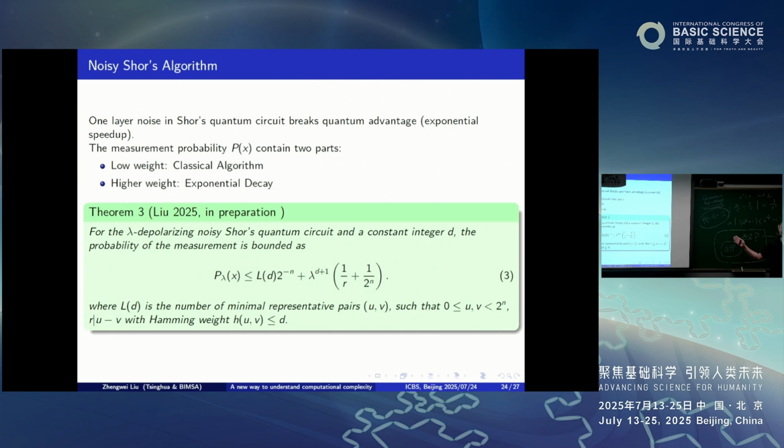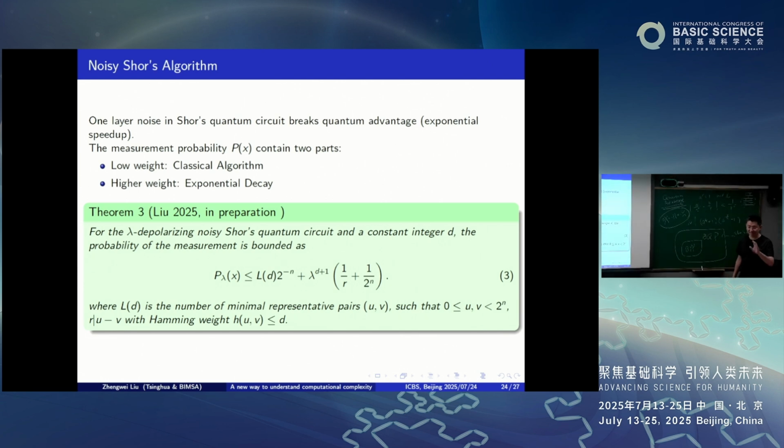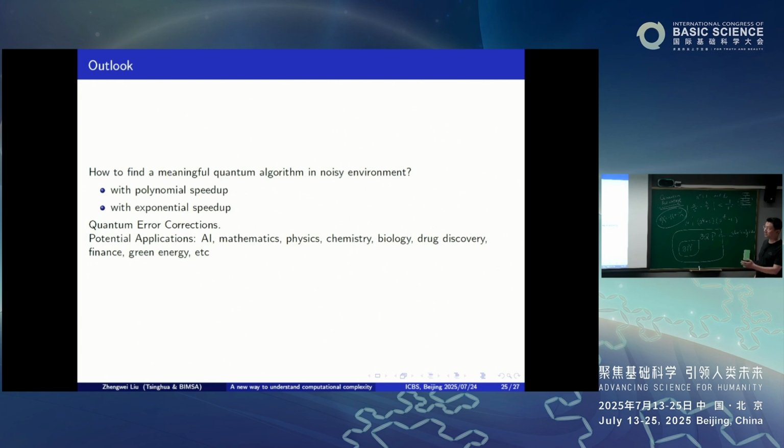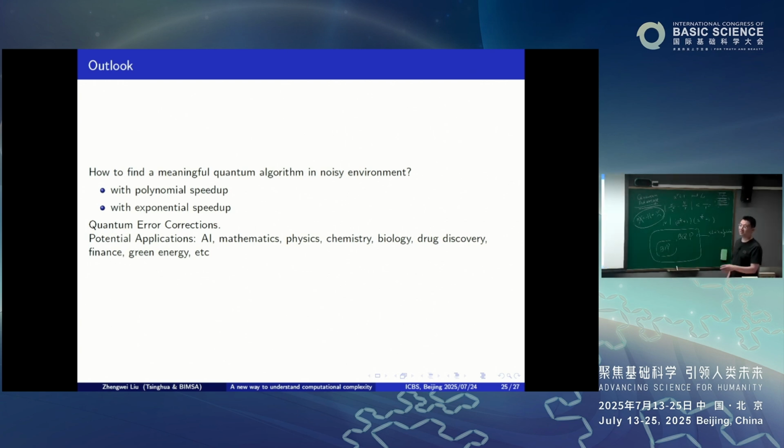So we don't really know whether there is a meaningful quantum algorithm that really has exponential speedup in a noisy environment. We hope to see some more advanced theoretical work to understand this major point and to have a better understanding of algorithms, and whether we can find some meaningful algorithm that's really in this class in a noisy environment. But maybe that's just not true.